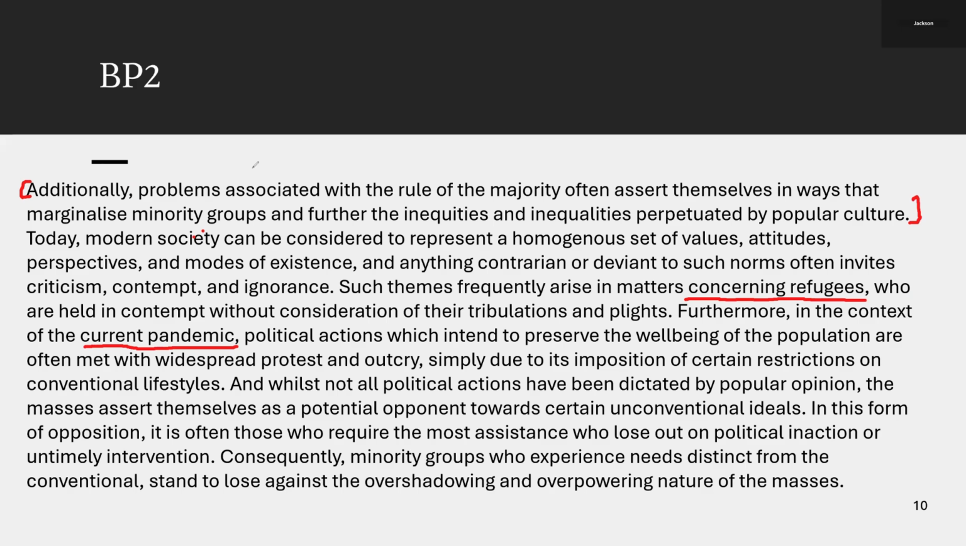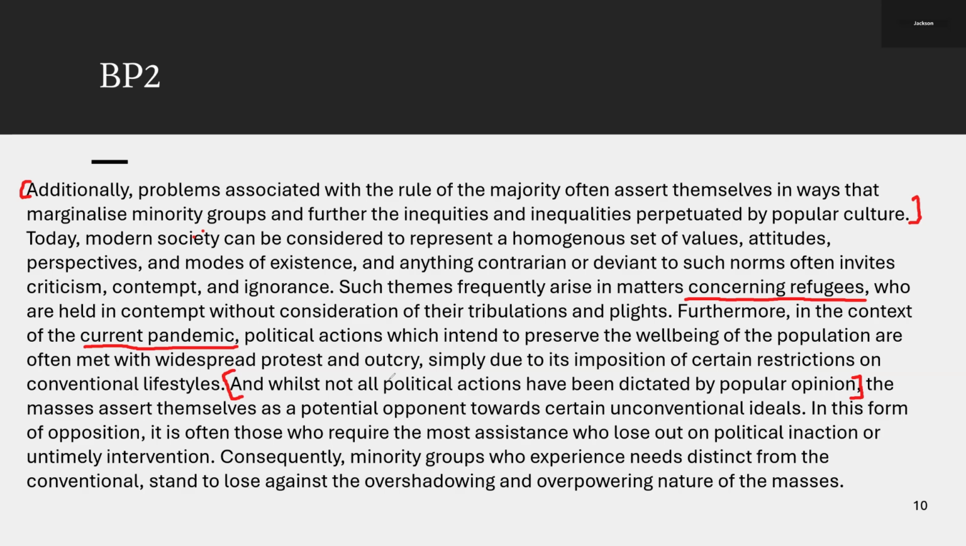And the other thing that I want to mention is there's also another logical concession. And if you can identify it, good. Otherwise, it is here. Whilst not all political actions have been dictated by popular opinion, this is a logical concession because it's conceding that not all political actions are, of course, determined by popular opinion. There are other political things that happen outside of what popular opinion dictates. So that's acknowledging that.